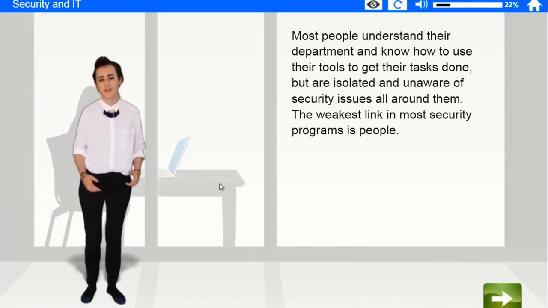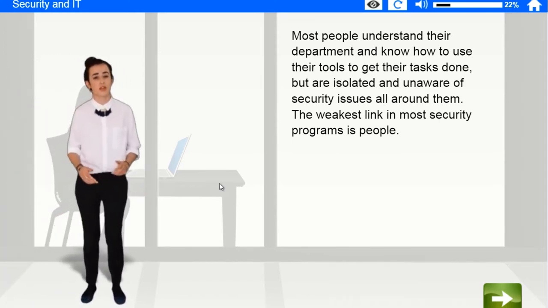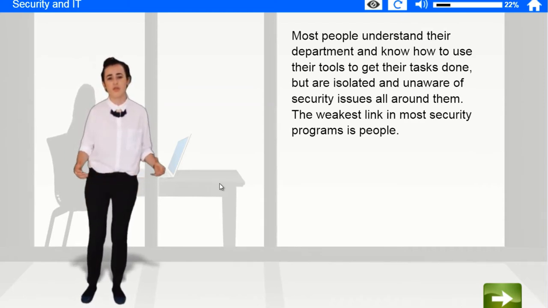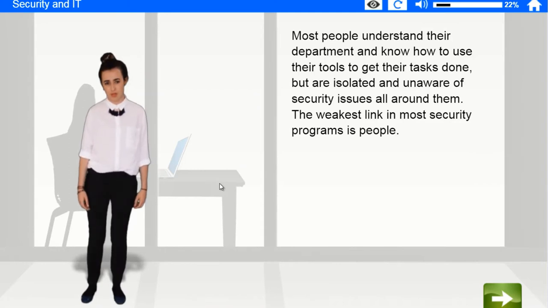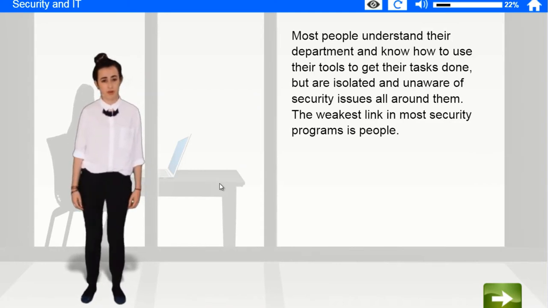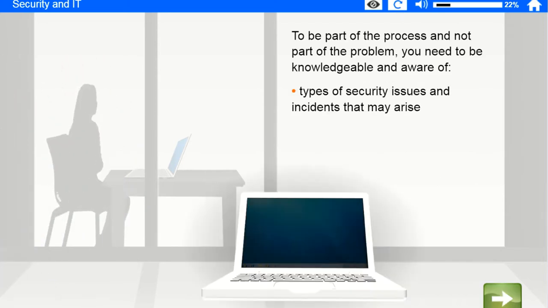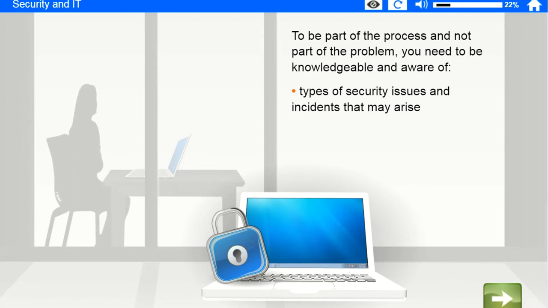Most people understand their department and know how to use their tools to get their tasks done, but are isolated and unaware of security issues all around them. The weakest link in most security programs is people. To be part of the process and not part of the problem, you need to be knowledgeable and aware of types of security issues and incidences that may arise.